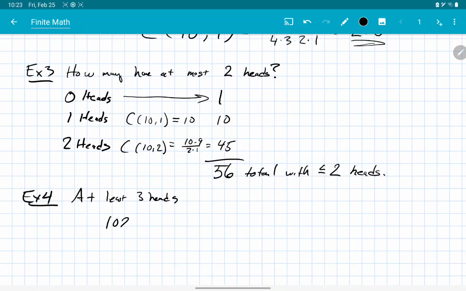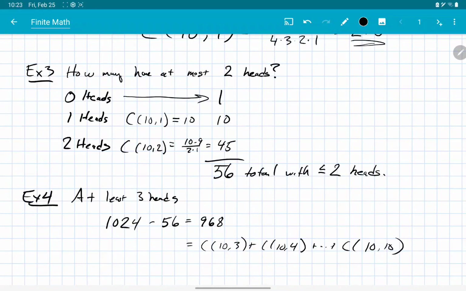And our universe, we said, had 1,024 things in it. That was the first problem we did. Then we subtract 56 from that, and we have 968. Or we could take combination 10, 3 plus combination 10, 4 all the way to combination 10, 10. If we hadn't done the previous problem, this is how we might attack that problem, by calculating all those different combinations and adding them up.